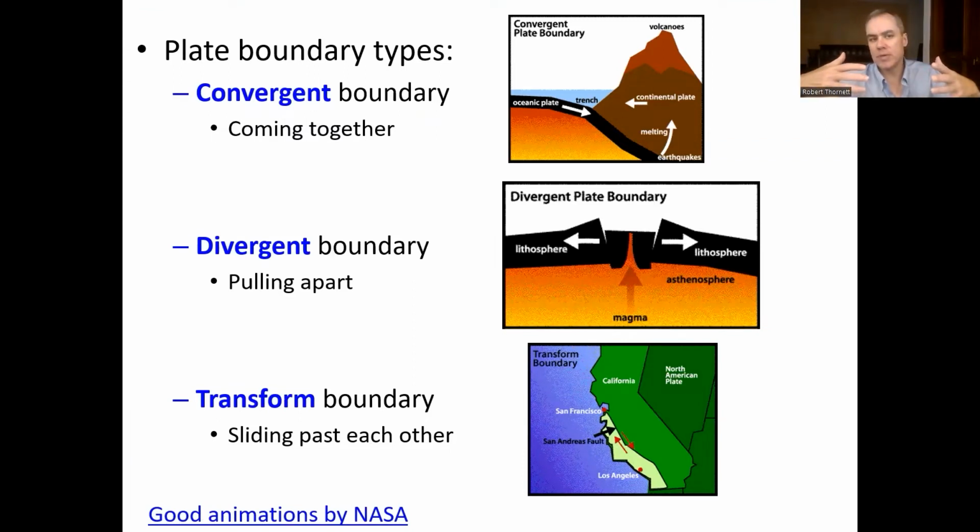So as a background, remember we have three types of boundaries. We have converging boundaries, which come together. We have diverging boundaries where they're moving apart. Then we have transform boundaries where they're not going together or apart, but just sliding past each other like this. There's a lot of friction.